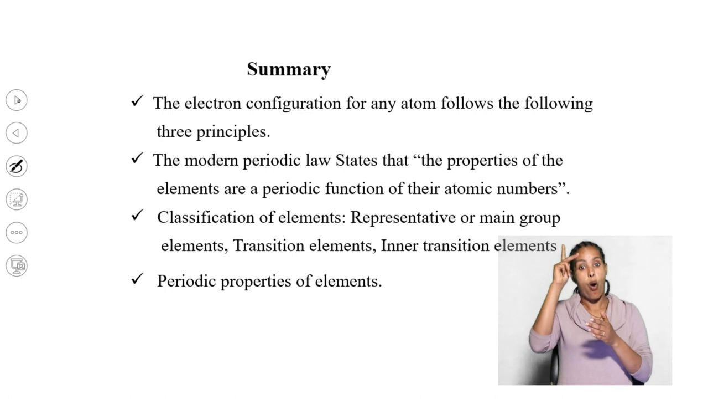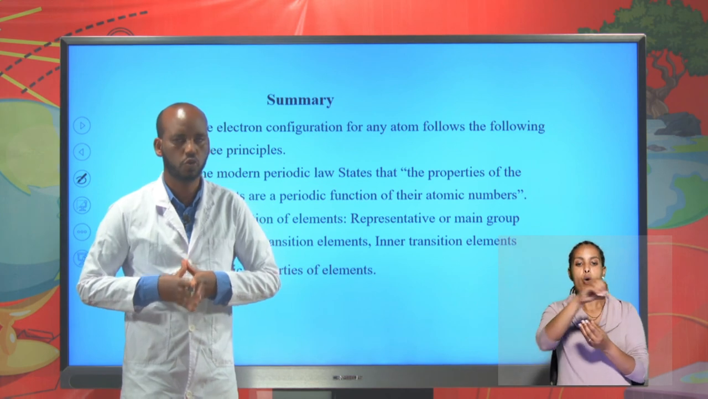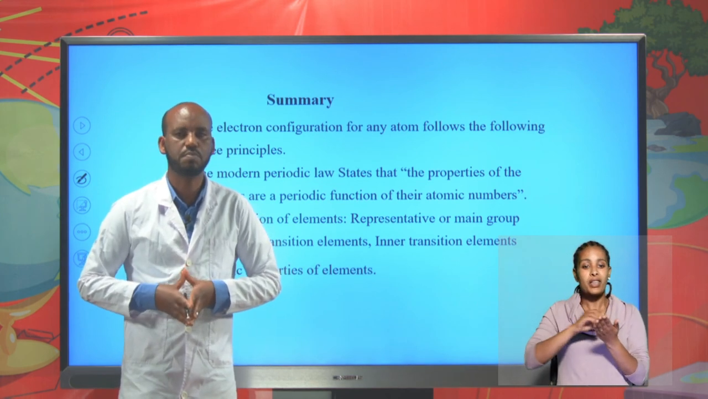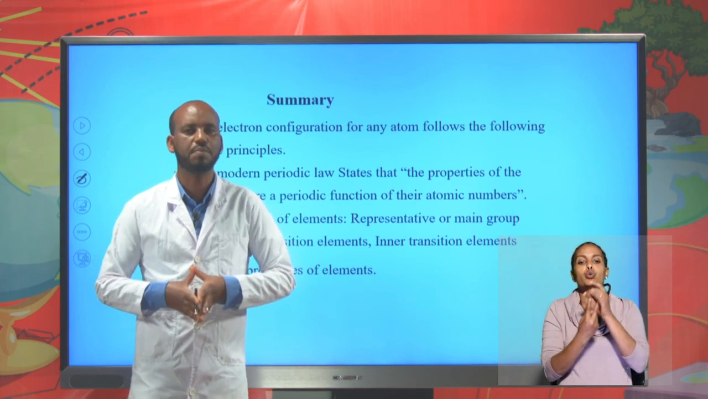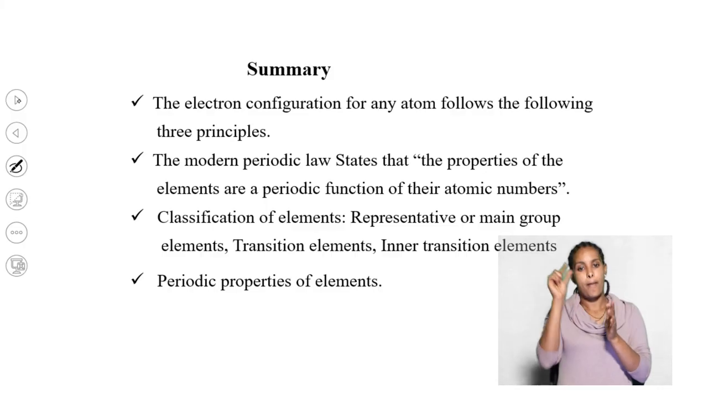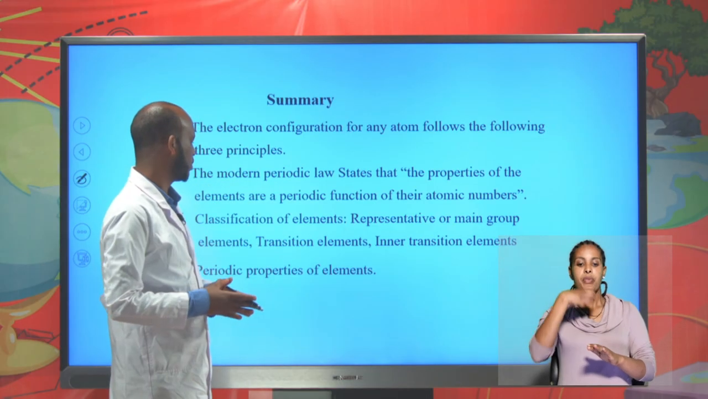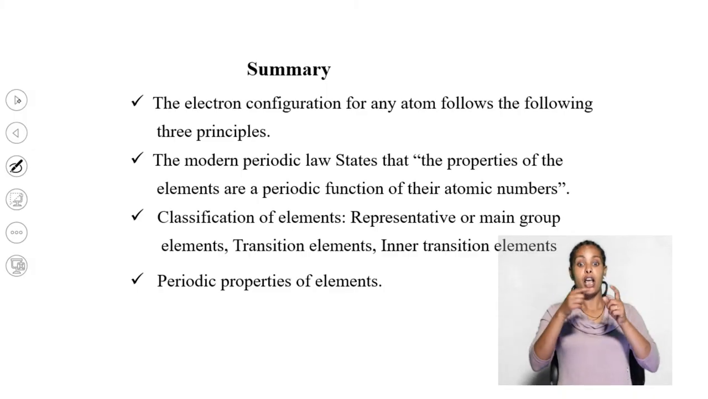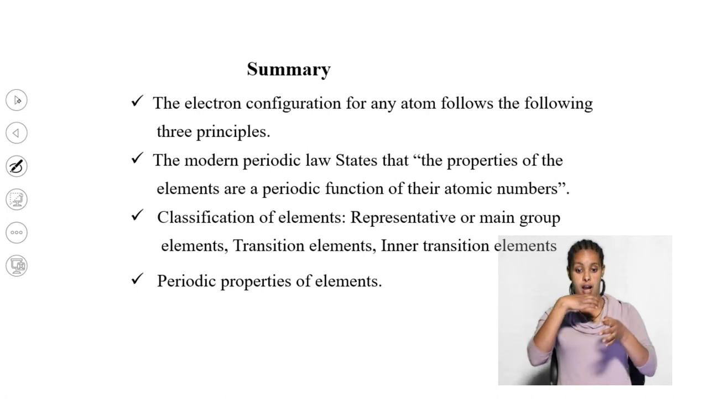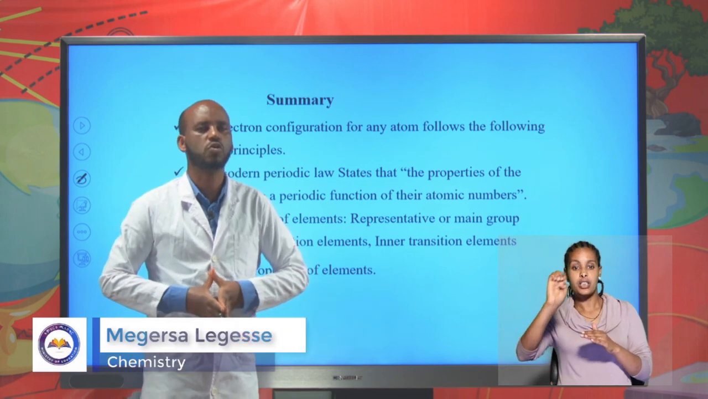The Pauli exclusion principle limits the number of electrons in an orbital to 2. An orbital can accommodate a maximum of 2 electrons. According to the Pauli exclusion principle, no 2 electrons in an atom can have the same 4 quantum numbers. We learned the classification of elements. Elements are classified as representative or main group elements, transition elements, and inner transition elements. We discussed the periodic properties of elements such as atomic size, electron affinity, ionization energy, and electronegativity.